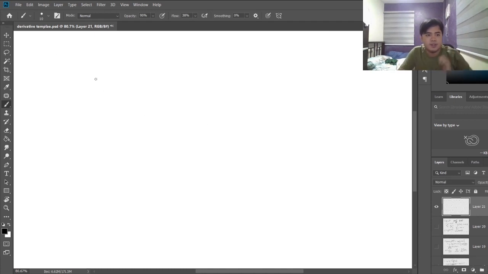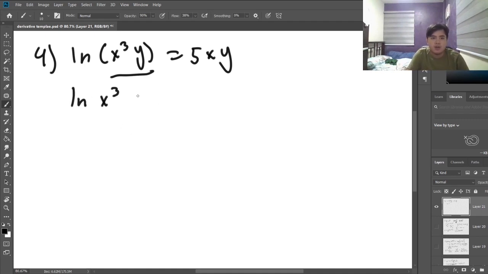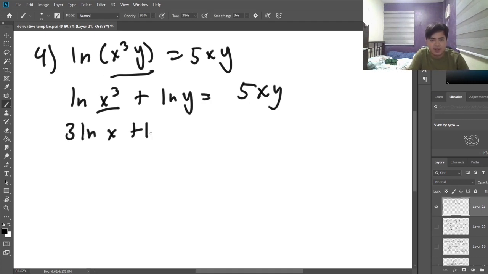Next. Question number 4. ln of x cubed y, another implicit differentiation here, equals 5xy. Now, what do we do with this? Well, this is a product within a logarithm, so we can just separate it. So we get ln x cubed plus ln y is equal to 5xy. And we can see this is the power, so we can bring this down. So 3 ln x plus ln y is equal to 5xy. So we turned it from something that looks scary to something that looks easy.